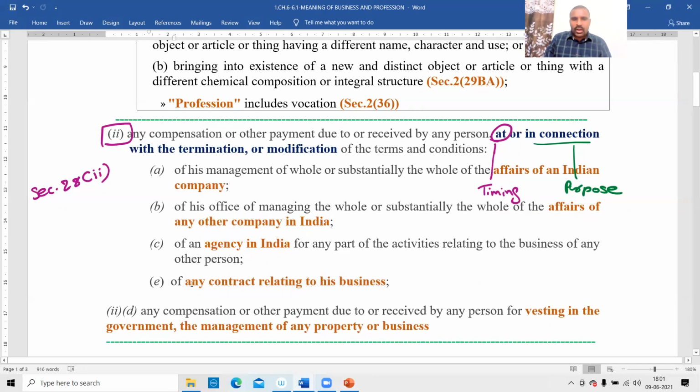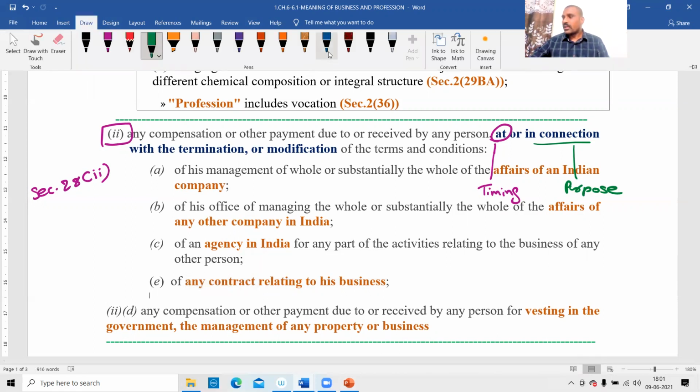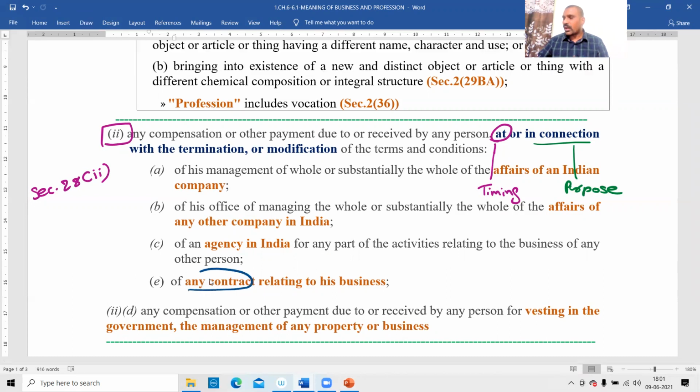So here any contract means this contract may be relating to the P&L items, or that contract may be related to the balance sheet items. Okay, this contract may be a revenue contract or a contract related to a capital asset. So that means it may be related to a profit and loss account item, or it may be related to a balance sheet item. Okay, I have entered into a contract with Mr. B for purchase of raw material. That is a P&L item.